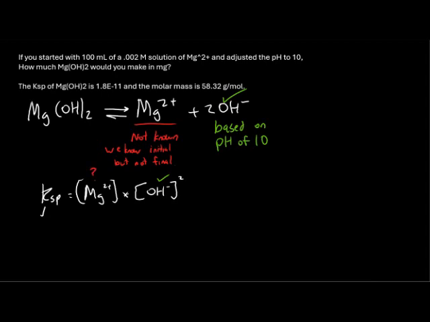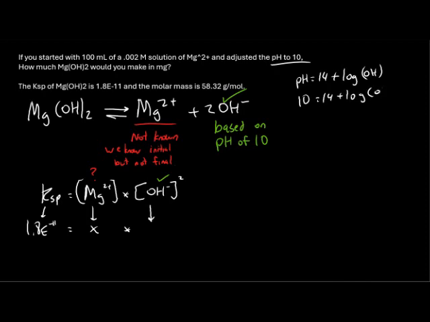So we'll plug in the Ksp, which is 1.8 times 10 to the negative 11th. We'll set this equal to magnesium, which was unknown, so we'll call that x. And then the OH- we can find now. We can base our OH- on the fact that we know the pH is 10. We'll say that pH is equal to 14 plus log of the OH. Our pH is 10, and we'll plug that in.